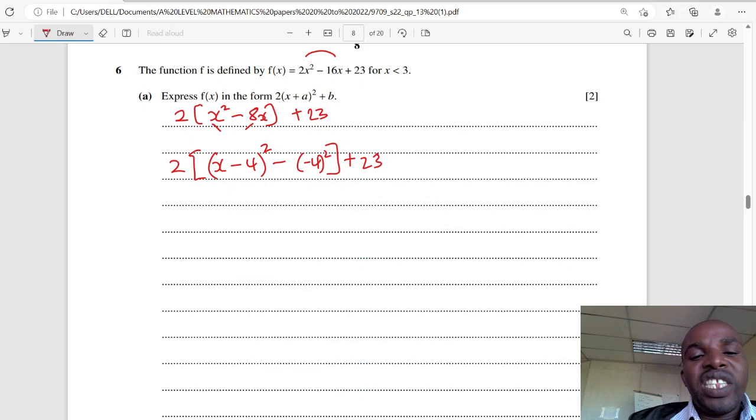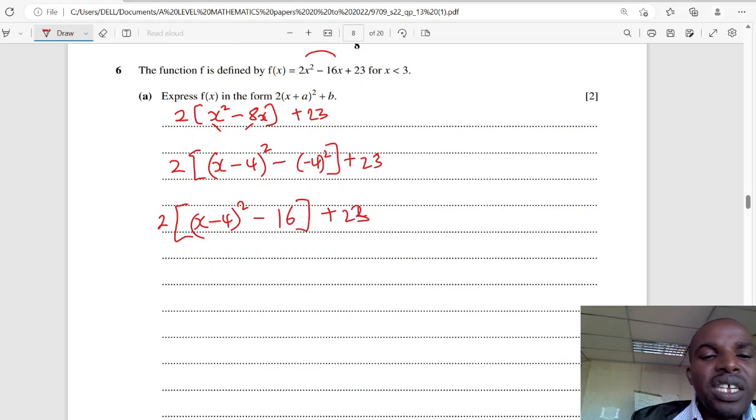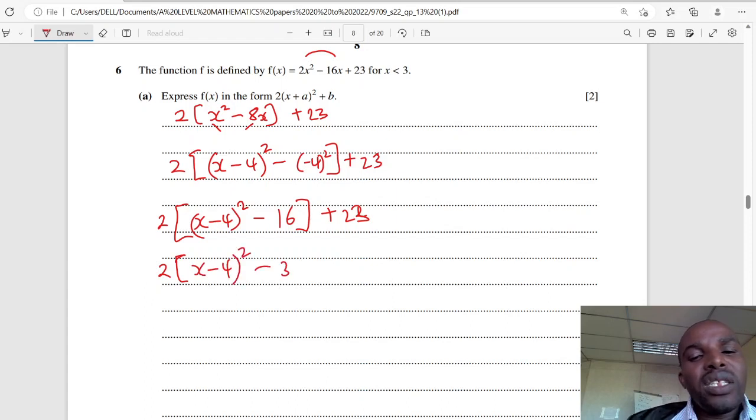Right, 2 is affecting everything. Please take note of that. So it must be outside this bracket. Then you simplify this part. You simplify minus 4 squared is 16. Then 16 plus 23. Then it will be 2 here. Then remove the bracket. So 2x minus 4 squared, then minus 32.